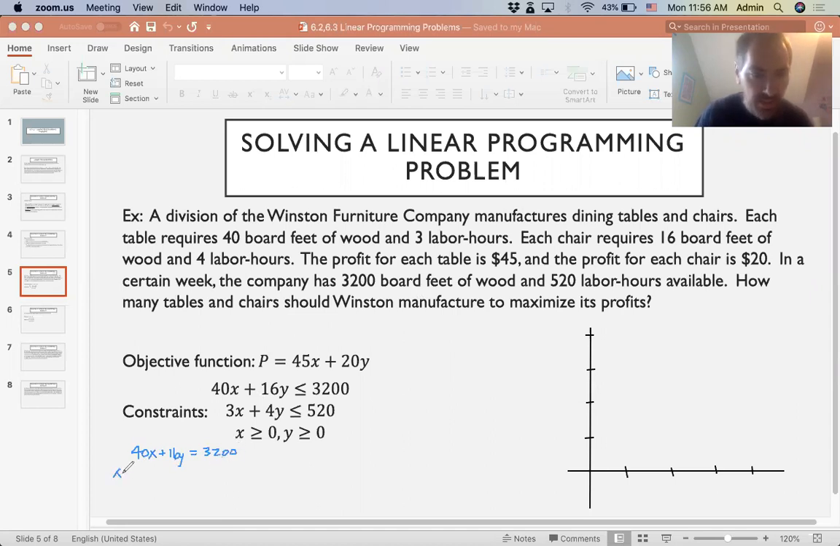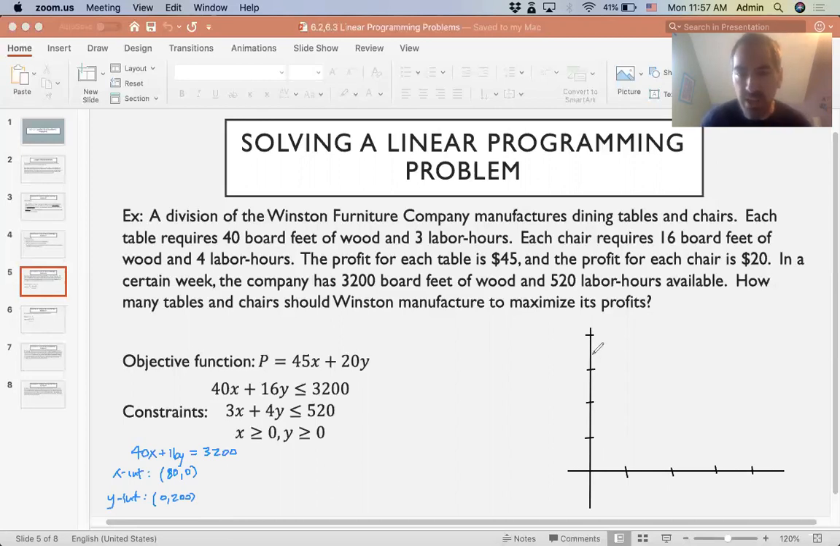I can find the x-intercept by letting y equal 0. All right, so that's essentially just dividing the constant on the right-hand side by the coefficient of x, 3,200 divided by 40, which is 80. And the y-intercept is found by letting x equal 0, which is essentially dividing 3,200 by 16, the coefficient of y. That gives me 200. So our y-intercept is (0, 200).